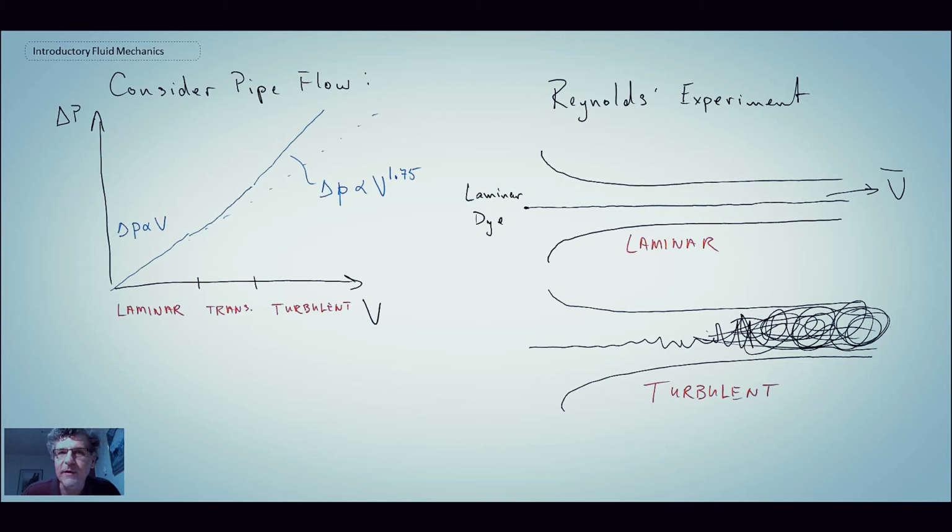If you're looking at the smoke coming up off of a cigarette, for example, you'll notice that it's very nice and smooth and laminar, and then it goes into instabilities and eventually becomes kind of turbulent as it ascends up. Same sort of thing with Reynolds' experiment.